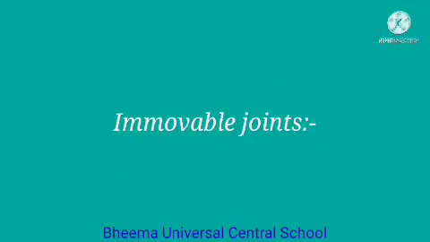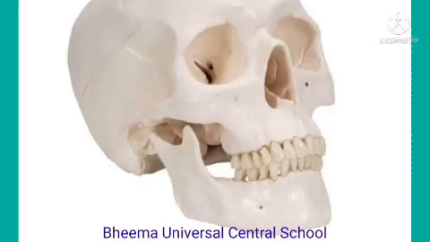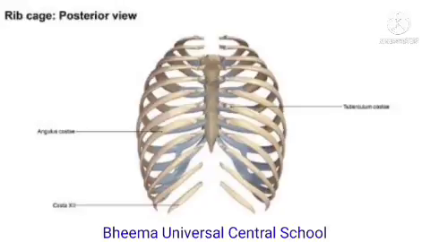Next are immovable joints. The joints that cannot be moved are called immovable joints. The joints of the skull and the joints between the rib cage and the breastbone are immovable joints.